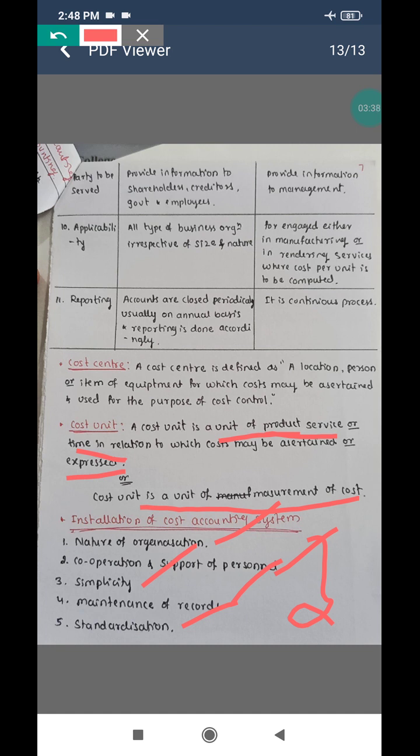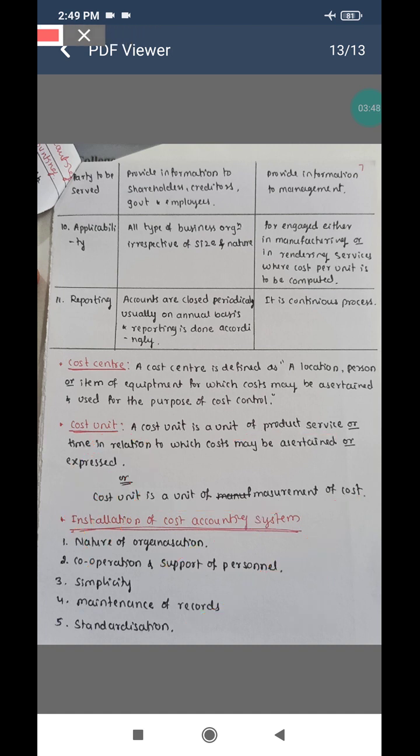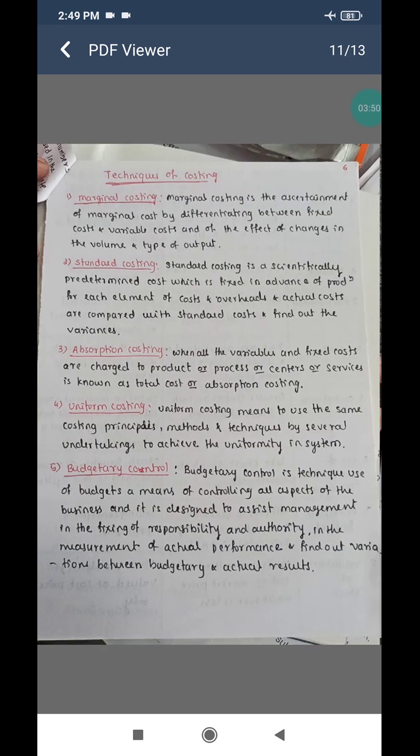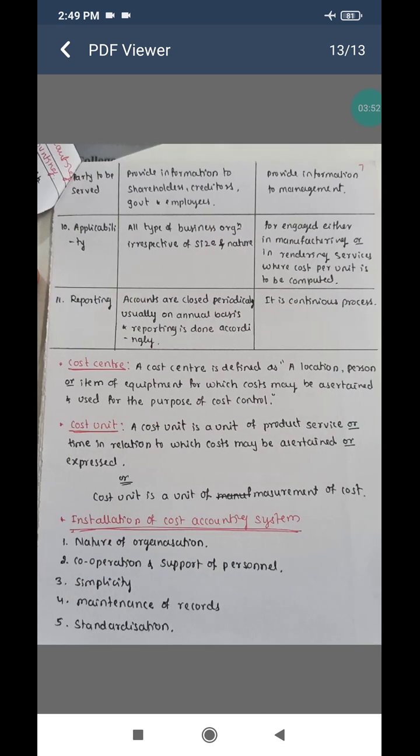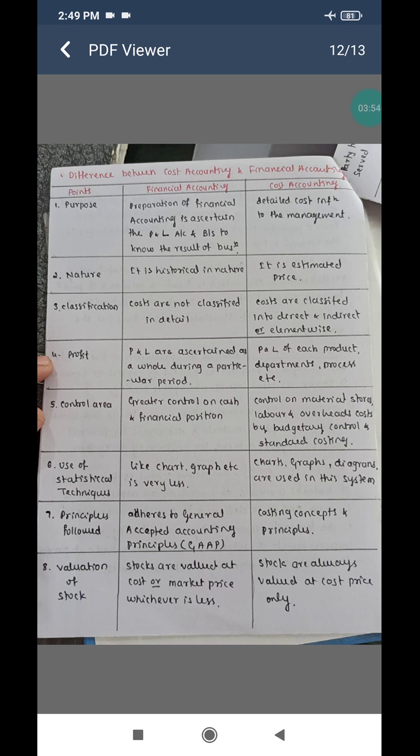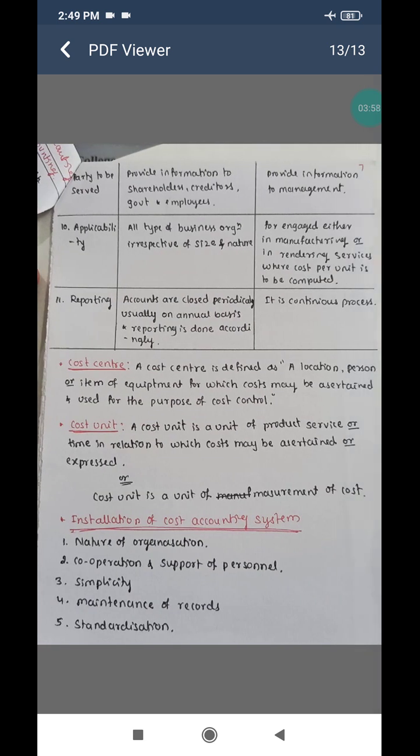This will be asked for 5 marks. You should remember what the tools are for installing cost accounting. Okay, this is the first unit I have completed. Everything is very important in the first unit. It will be asked as a 15 marks question, so be prepared on this.